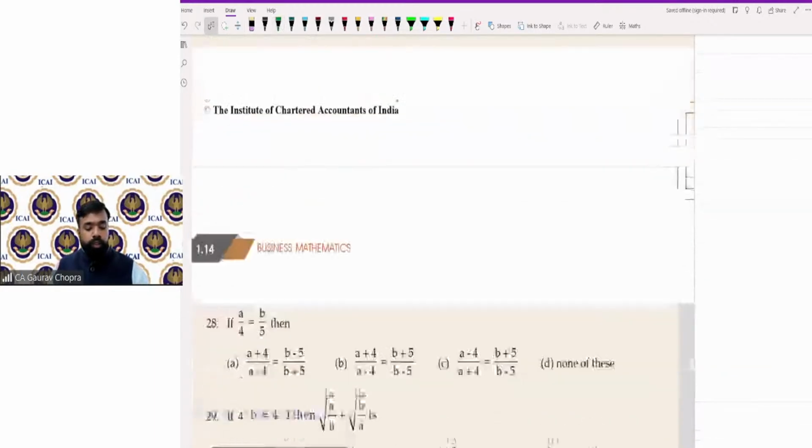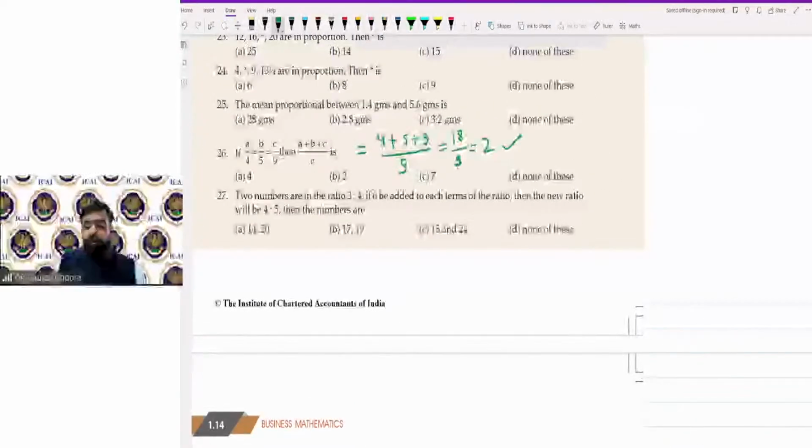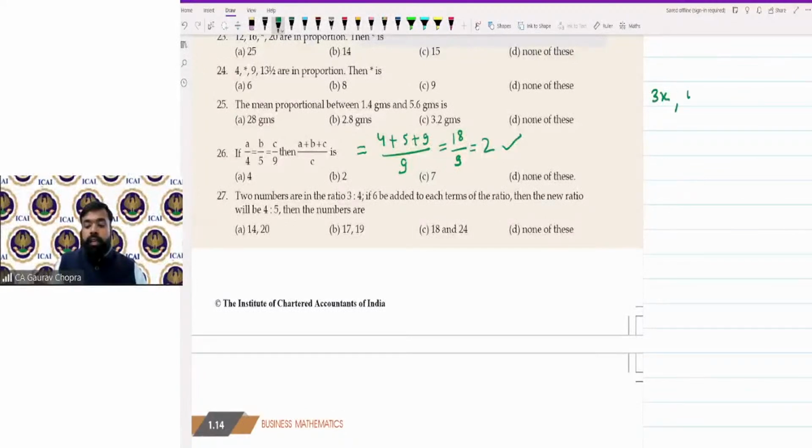Then we are having question number 27. Two numbers are in the ratio 3:4. If 6 is added to each term of the ratio, then the new ratio will be 4:5. Then the numbers are. So what is given here? Two numbers are in the ratio of 3:4. So let the two numbers be 3x and 4x. These are the numbers.